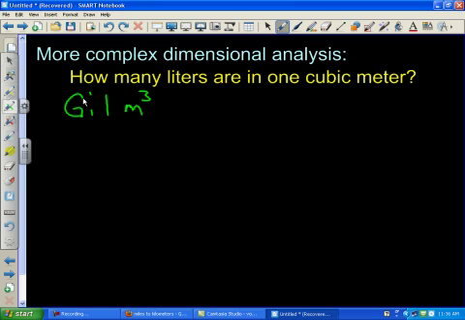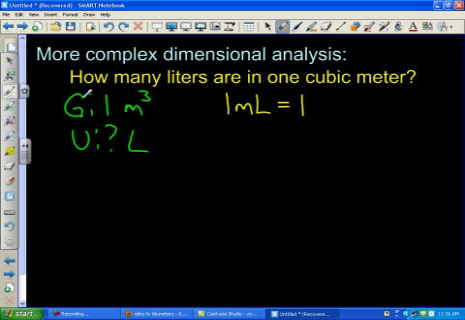So this is pretty straightforward for the way it looks at the beginning. My given is 1 cubic meter, meter cubed, that's what cubic meter means. My unknown is liters. I'm not even really that worried about what it is. I mean, it doesn't tell me it's barbecue sauce or grape juice or whatever. It just says how many liters in 1 cubic meter.